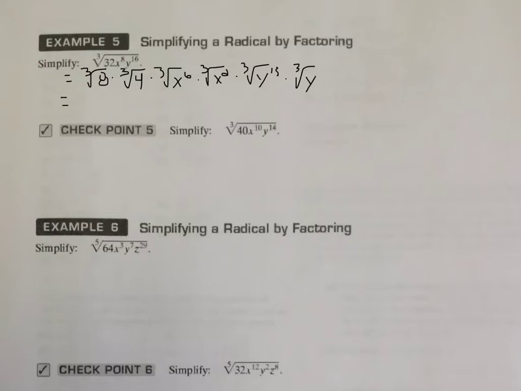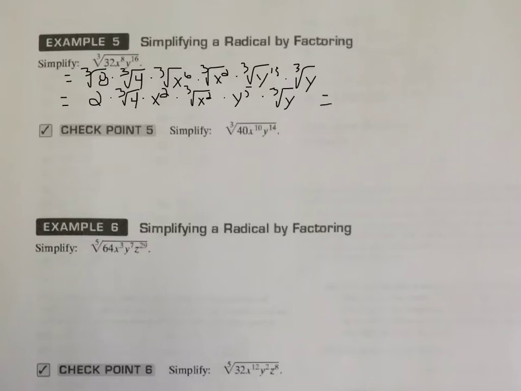Now, we're going to take the cube root of anything we can take the cube root of for this step. The cube root of 8 is 2, and we're timesing that by the cube root of 4. We can't take the cube root of 4. The cube root of x to the 6th, we're going to divide 6 by 3, and we're going to get x squared, times the cube root of x squared, because we can't take the cube root of that, times the cube root of y to the 15th. We're going to divide that 15 by 3. We're going to get y to the 5th. And we're going to get a cube root of y.